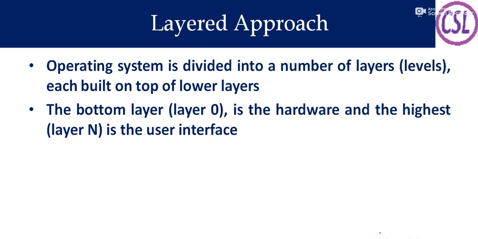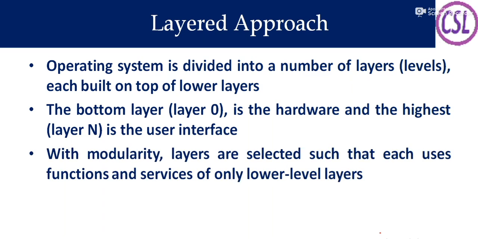In between, depending on the operating system and its functionalities, the number of layers has to be added. With modularity, these layers are selected such that each uses functions and services of only lower level layers. That means if any user level interface, user program or application program tries to interact with the hardware, it has to communicate through different layers.